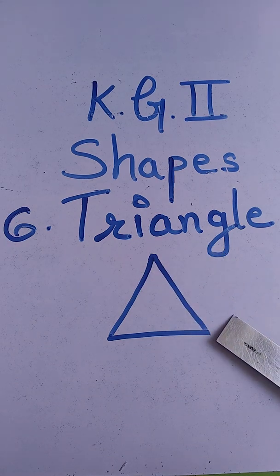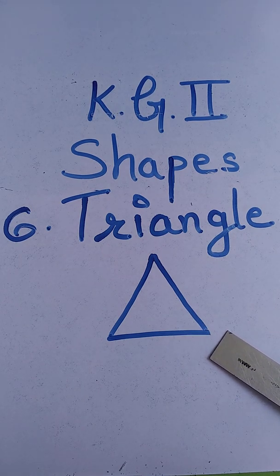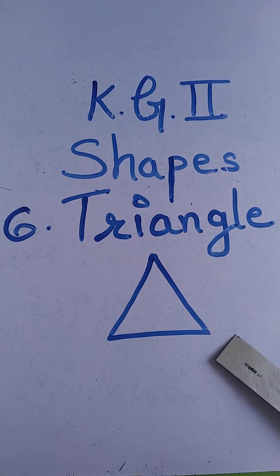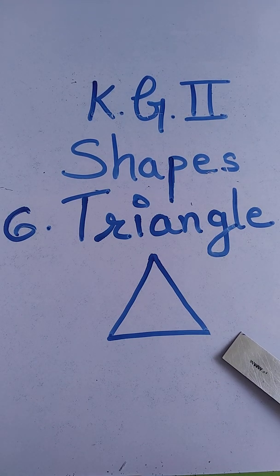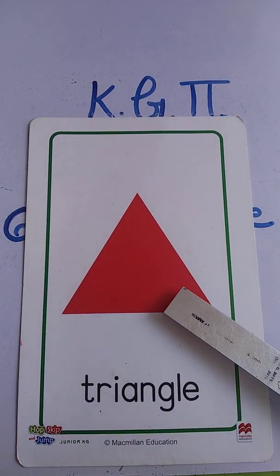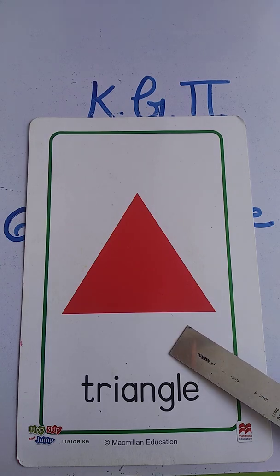Here I have drawn the figure of triangle. This is a triangle. Which shape is this? This is a triangle. आपको कुछ याद आ रहा है ट्रायंगल से? मुझे तो आ रहा है. क्या याद आ रहा है? समोसा. Very good. Now here is a flashcard. This is a triangle. What is this? This is a triangle.